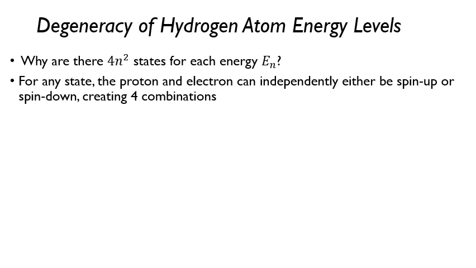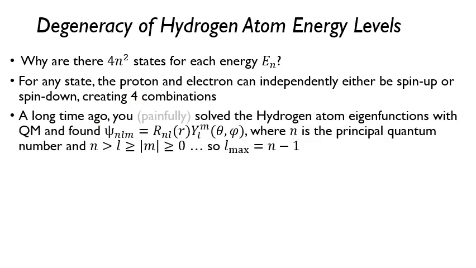And basically the idea is your hydrogen atom is just 1 proton and 1 electron. These can be spin up or spin down. And so you have 4 combinations to put them together. Okay. And then now we need to think about where the n squared comes from.